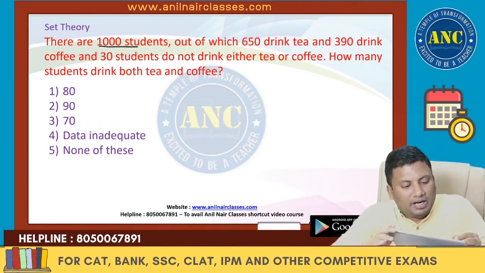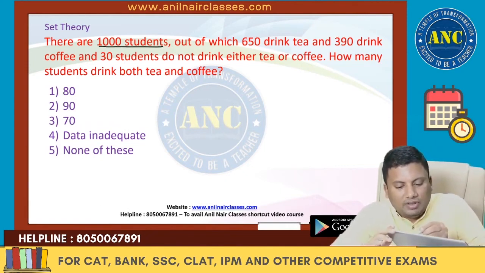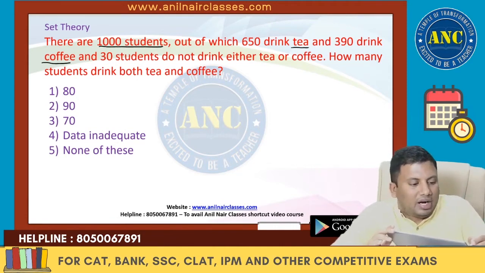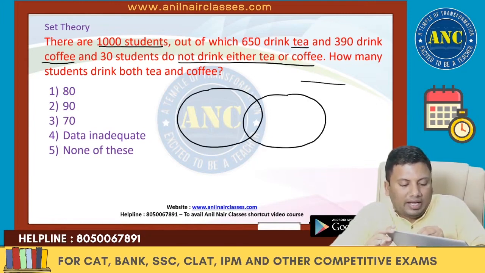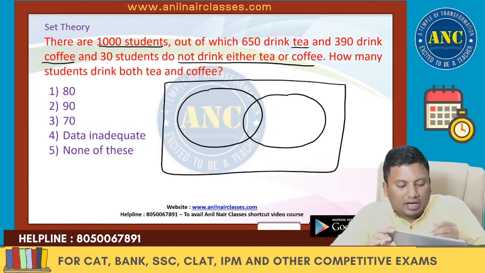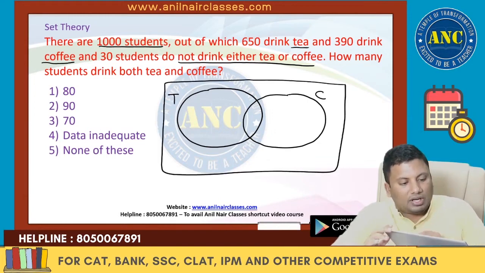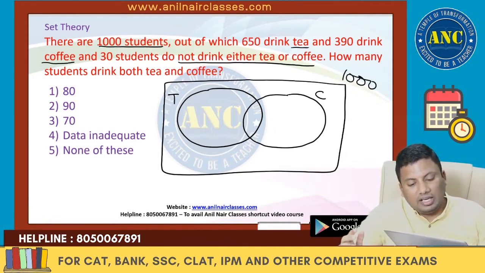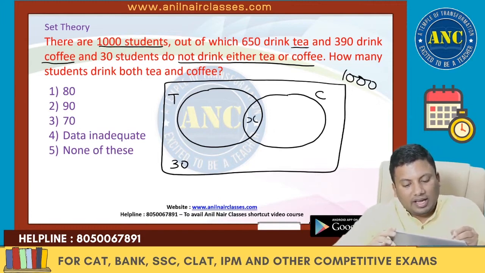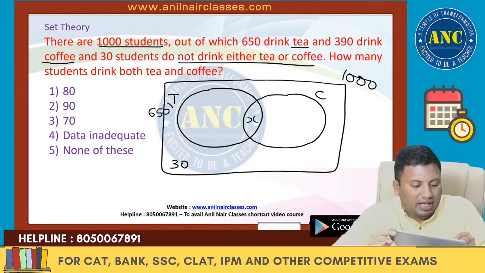There are maxima and minima. There are 1000 students. There are people who drink tea, people who drink coffee, and people who drink neither tea nor coffee. These are tea, these are coffee. In total there are 1000 students. 30 students drink neither tea nor coffee. 30 is outside. So these are 970. Tea, X, is 650, so this will become 650 minus X.